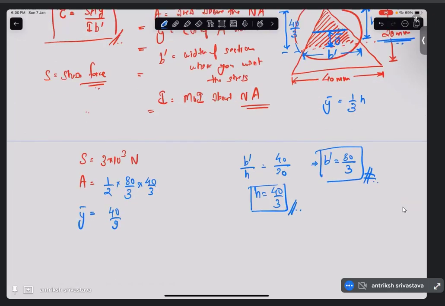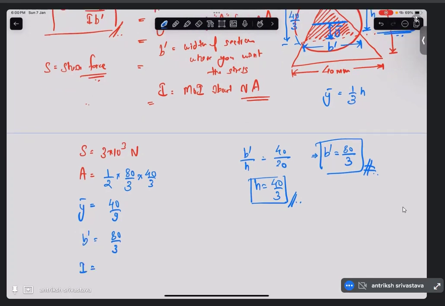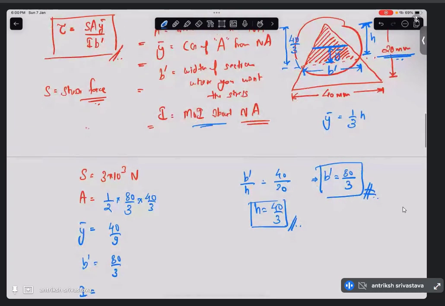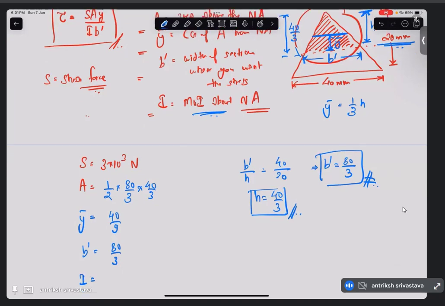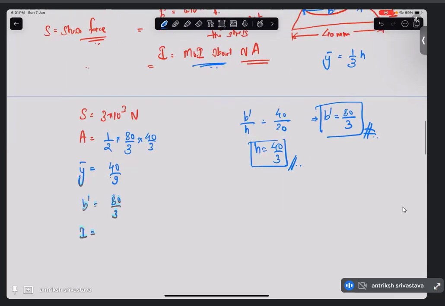All right. Now what is that? B dash again, we just calculated 80 by 3. And I, yes, I is going to be the MOI of this triangle about the neutral axis. So if you watch my previous video, I have told you a trick of how not to remember the moment of inertia for the triangle, and how you can back calculate it if you just know bh cube by 12 as in case of the rectangle. But here I'm just going to write the formula. So we have bh cube by 36 as the moment of inertia for the triangle.